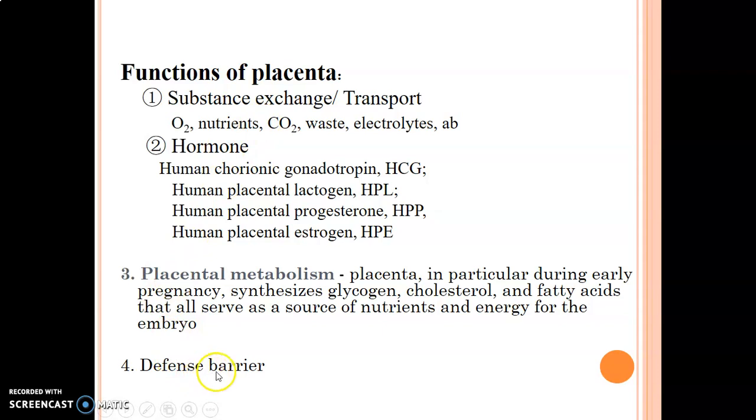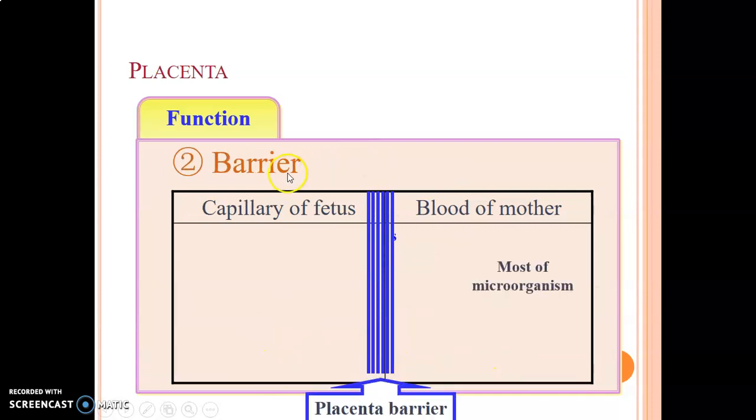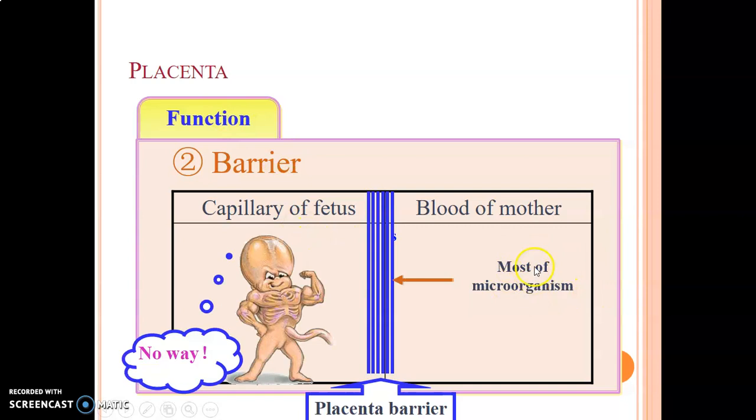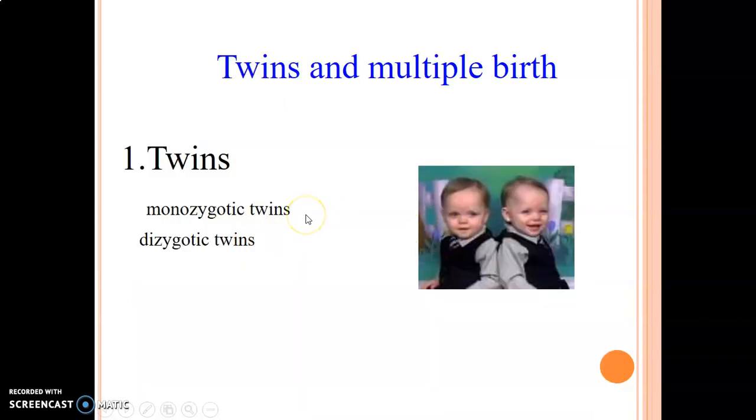The placenta is also a defense barrier, to protect from toxic substances in the maternal blood from entering into the fetus. So this is how oxygen and nutrients are exchanged from the mother, and then salts and water could go both ways, carbon dioxide and metabolic waste from the fetus to the mother. Then the placenta acts as a barrier. So if you have microorganisms in the maternal blood, there is no way they will get into the fetal circulation because the placenta acts as a barrier. Some drugs also in the maternal blood will not be able to access the placenta to go and cause an effect on the fetus.